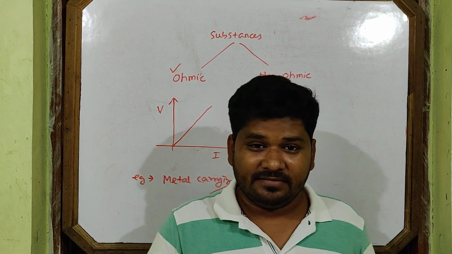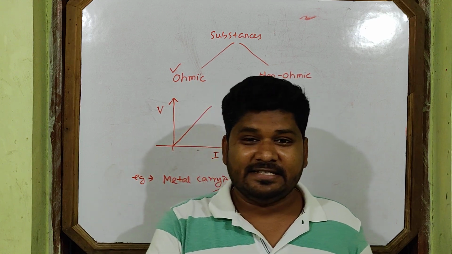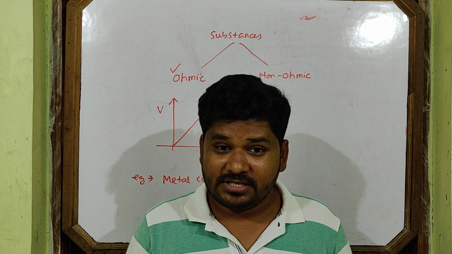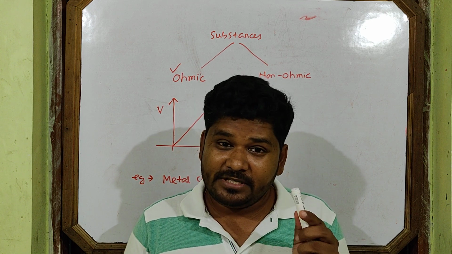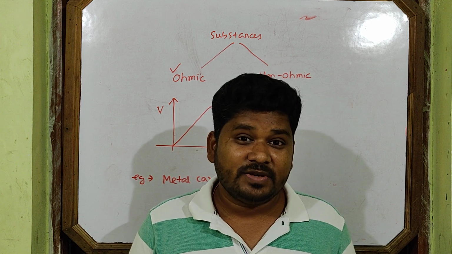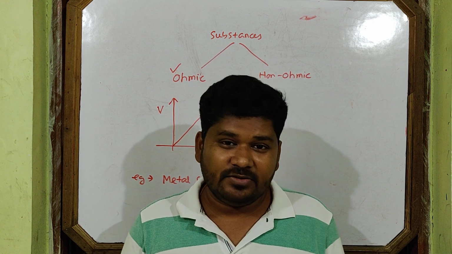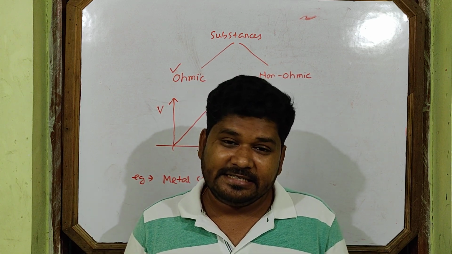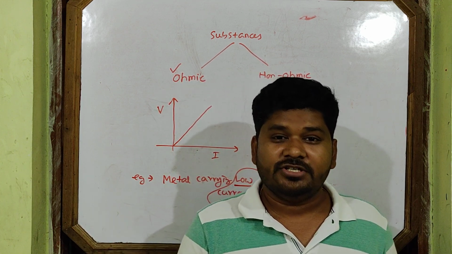If it's a metal, its resistance increases. Resistance will no longer be constant. In Ohm's law, resistance has to be constant. But if the temperature increases, resistance will no longer be constant. Resistance will increase. How it increases, we will discuss just after some time. So when temperature increases, its resistance increases, so it doesn't obey Ohm's law.